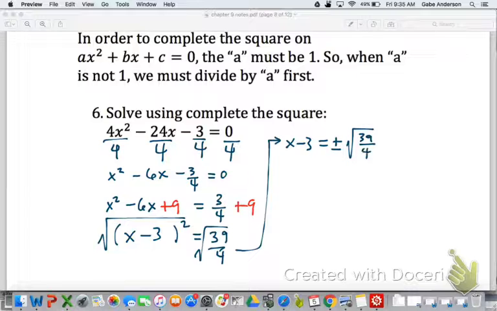Now we've kind of struggled with this right side, so let's focus on this. Square root of 39/4, couldn't that be rewritten as plus or minus root 39 over root 4? And what's the square root of 4? 2. That's a good thing, right? So we end up with x equals 3 plus or minus root 39 over 2.